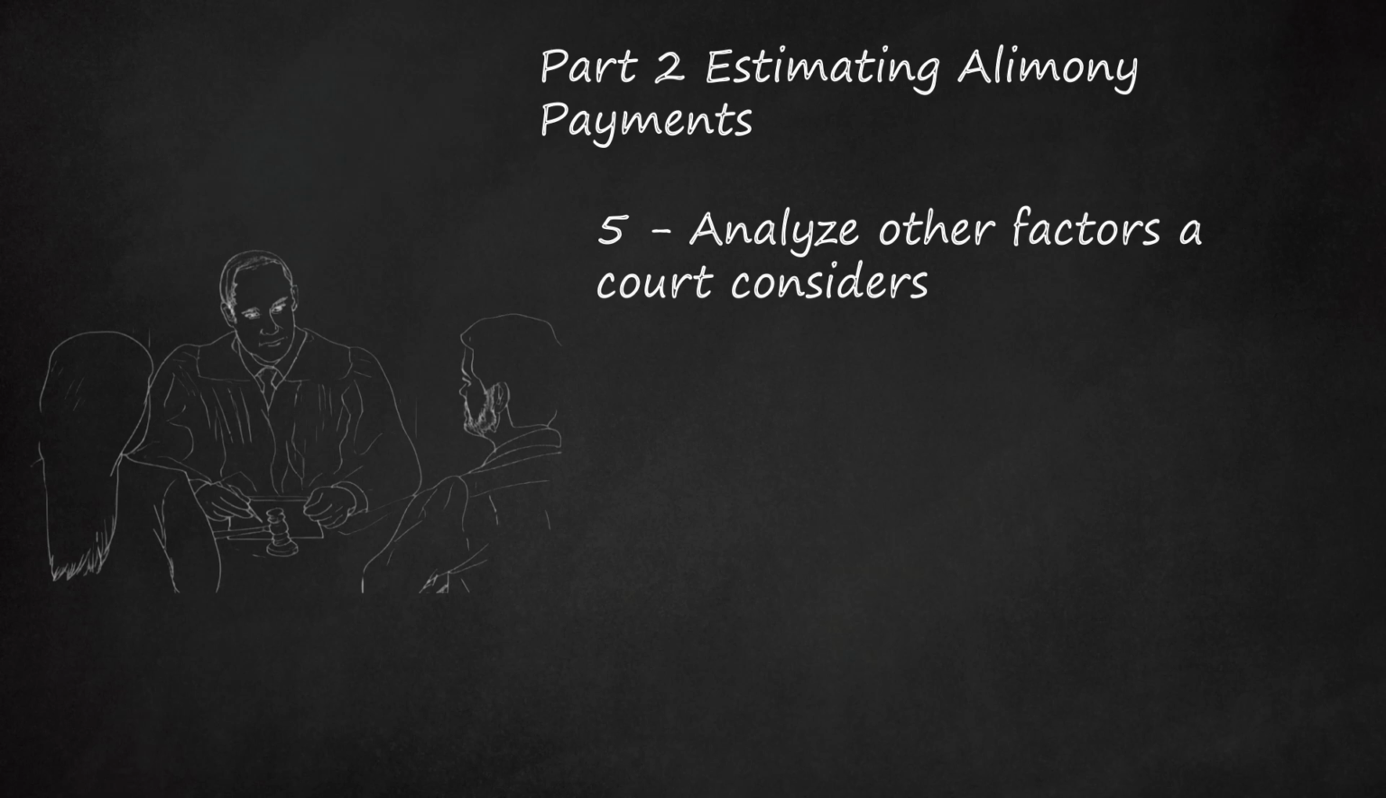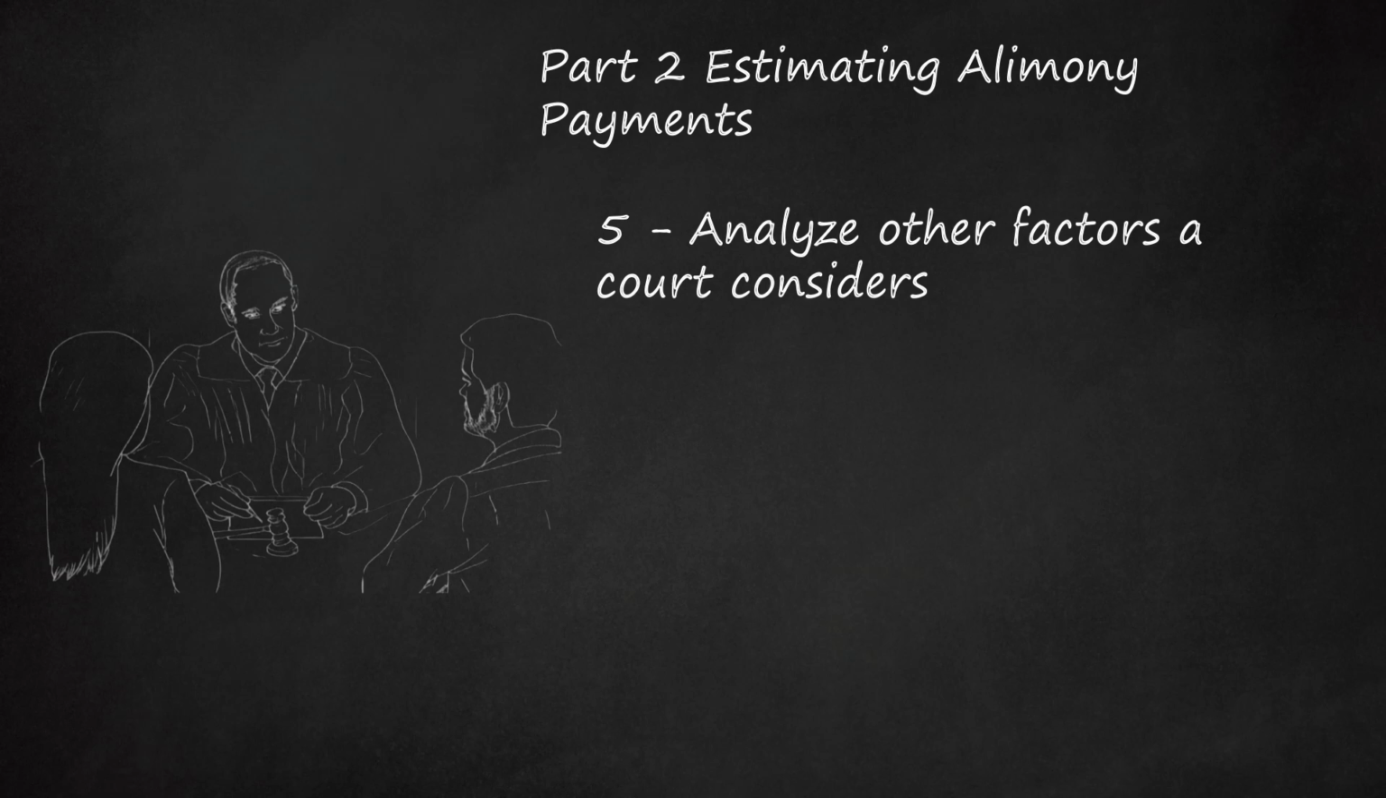Generally, a judge will consider the following: how long the marriage lasted. Typically, the longer the marriage, the greater the amount of alimony. In some states, some forms of alimony are available only if the marriage lasted for a certain length of time. In Massachusetts, for example, reimbursement alimony is available only if the marriage lasted 5 years or less.